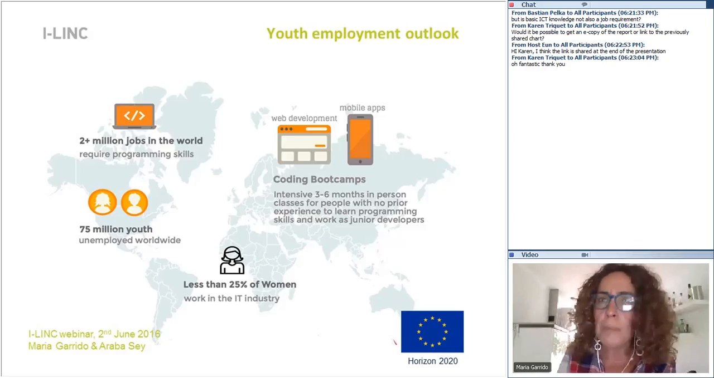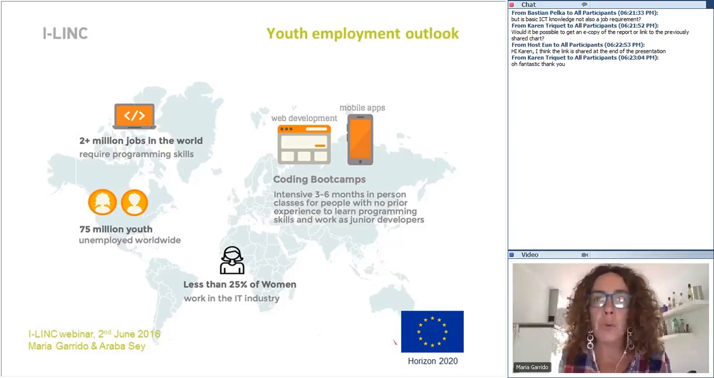I think that coding bootcamps, at least in the form of the three to six month type of intensive training, are not designed for people with no basic ICT skills.